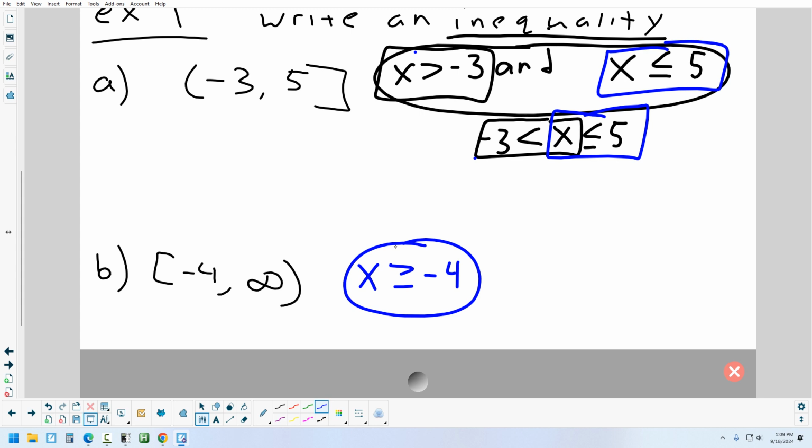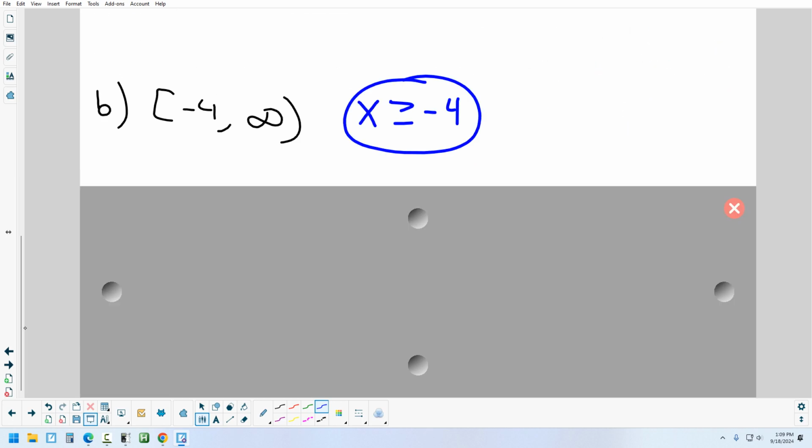Some people say, don't you have to say greater than or equal to -4 and less than infinity? No, everything's less than infinity. You don't have to say that. So anything greater than or equal to -4. Unbounded intervals are actually simpler to write down than bounded. There's less you have to write. All right, how about this one?